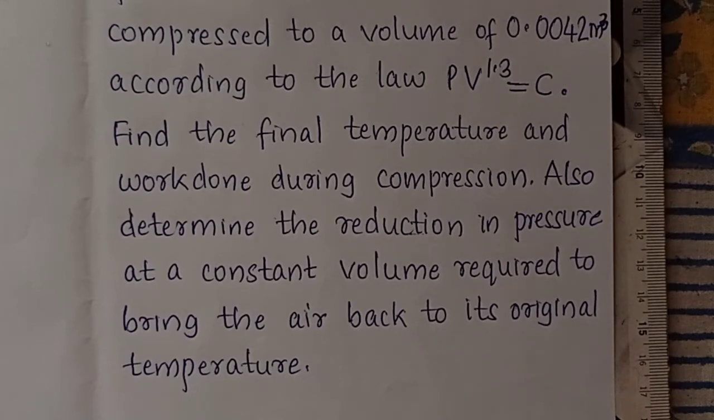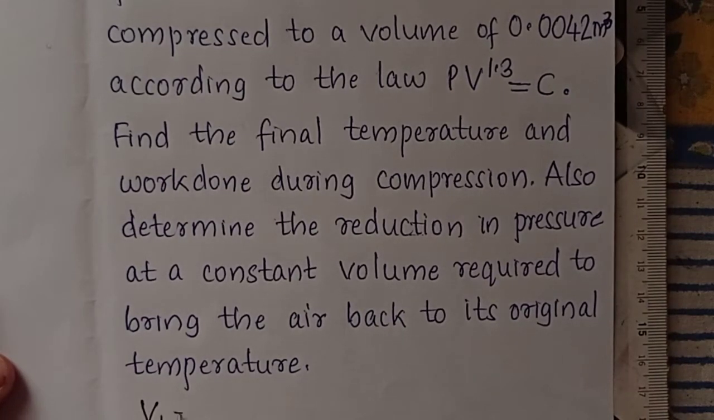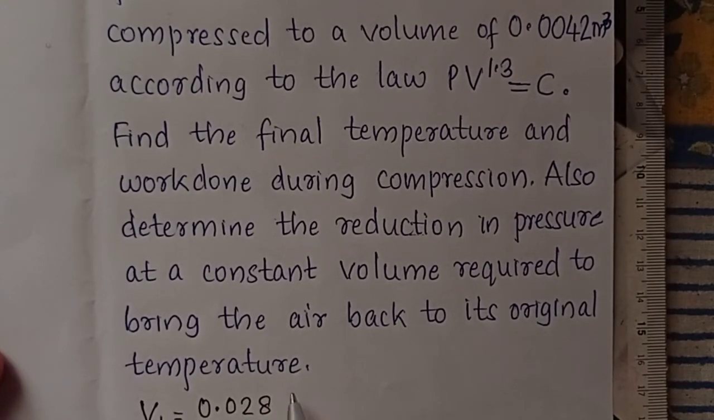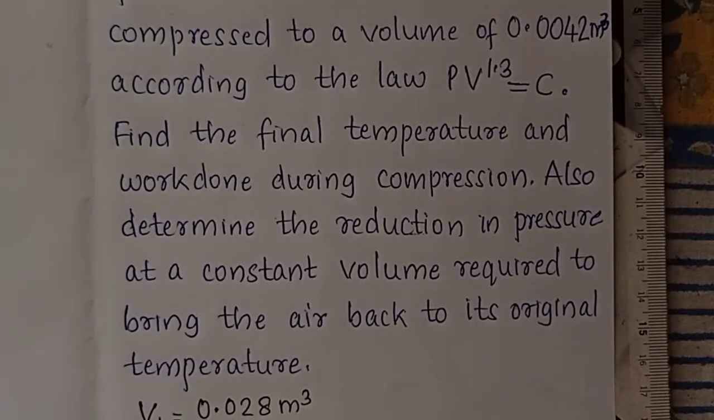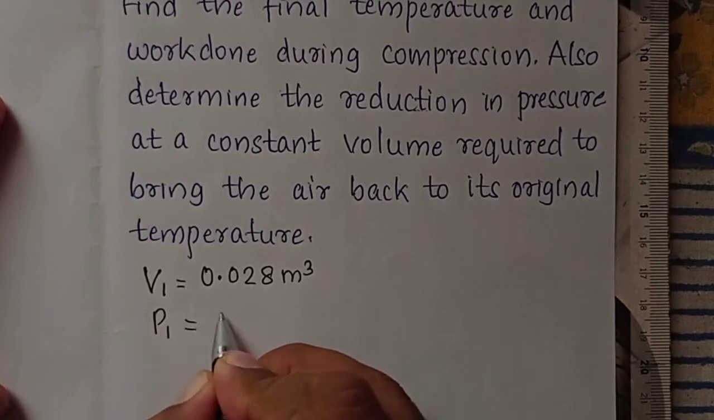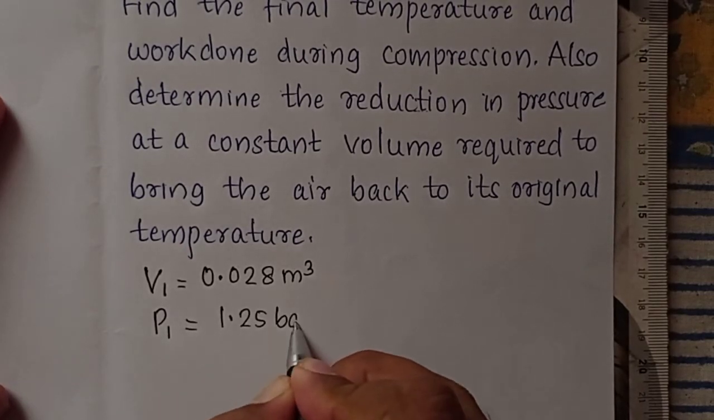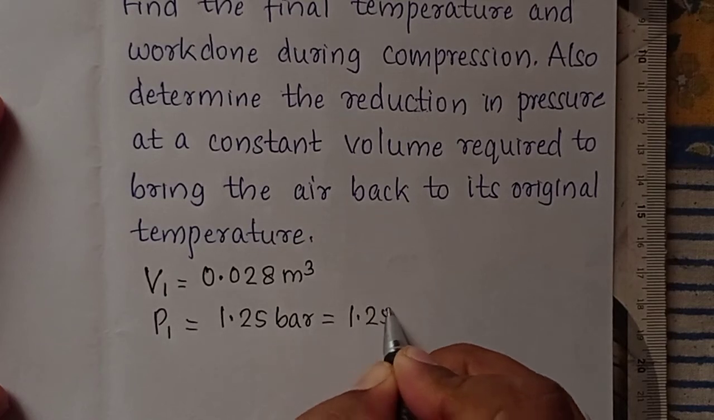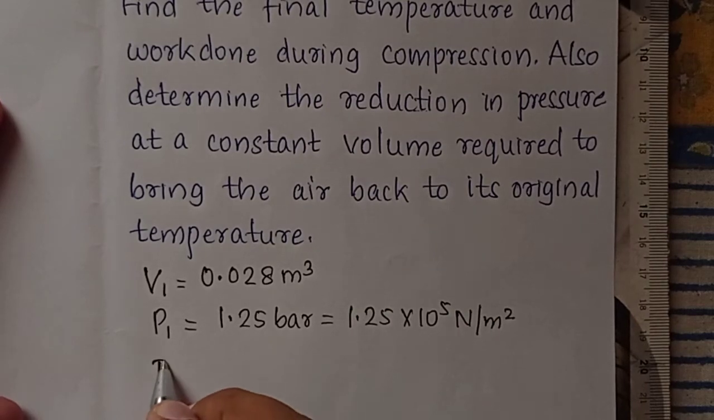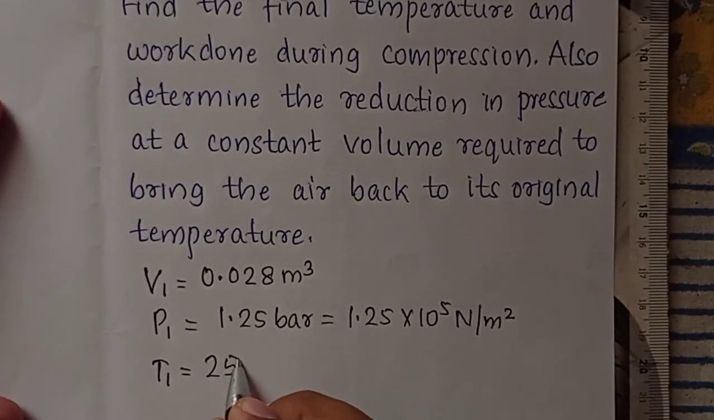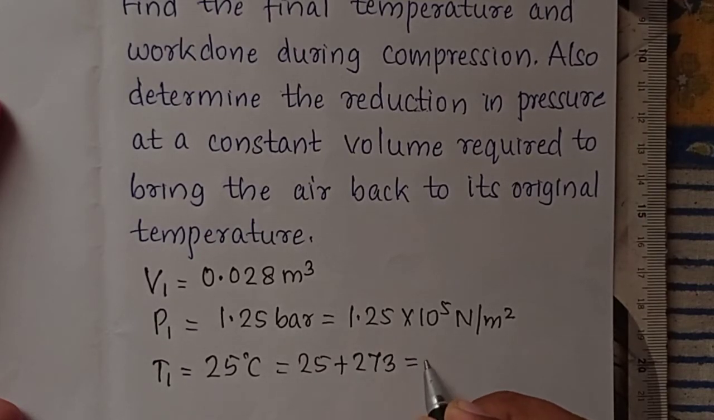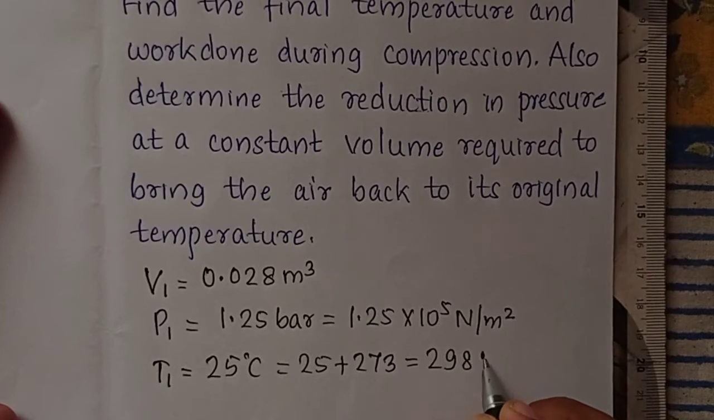So let us write first what are the things given in the problem. First he has said the volume is 0.028 meter cube, and the pressure is given as 1.25 bar. So P1 is equal to 1.25 bar. Convert this again, 1.25 into 10 to the power 5 Newton per meter square. Then temperature is given as 25 degrees centigrade, so 25 plus 273 will fetch me 298 degrees Kelvin.